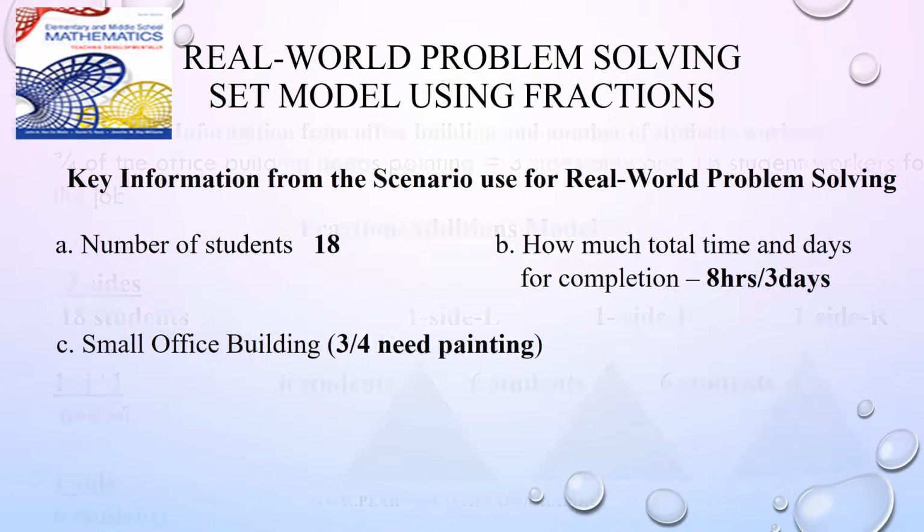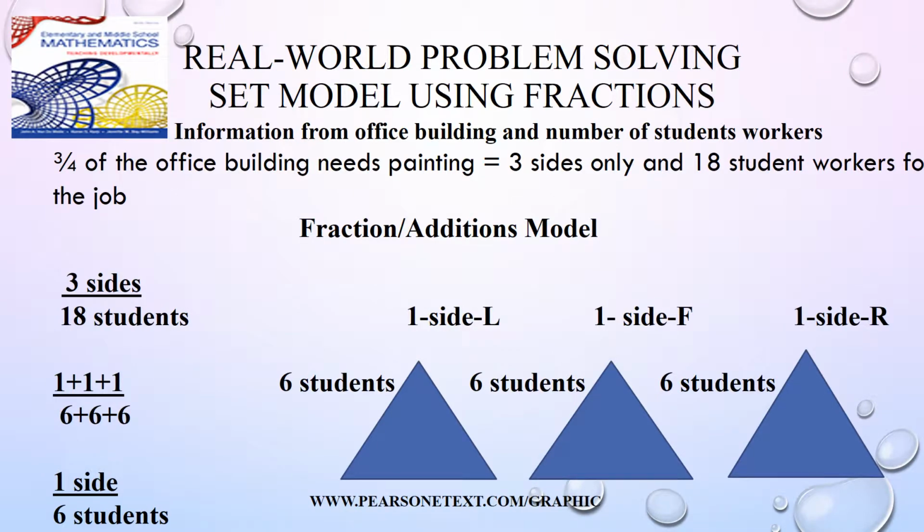So let's work this. What we're going to start first with is dealing with the office building that needs painting, which is 3 sides only, and then we're going to use the 18 workers for the job to set up our first fraction and addition model. So over here at the far left, you see there's 3 sides, 18 students. So the addition side of this fraction is to break down the sides to the students. So what I did is I used just the simple basics of 1 plus 1 plus 1 equals 3. I did the same thing to the students. I came up with a factor of 6, so that will be 6 plus 6 plus 6. And then if you look at the last portion of that, that means 1 side to every 6 students.